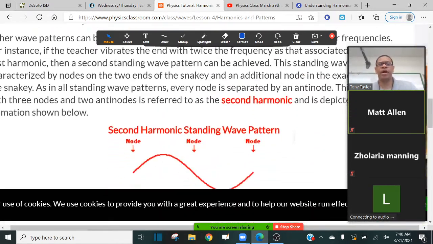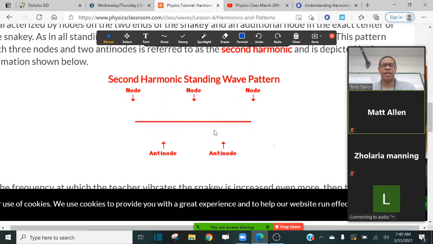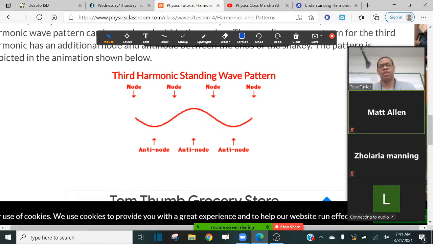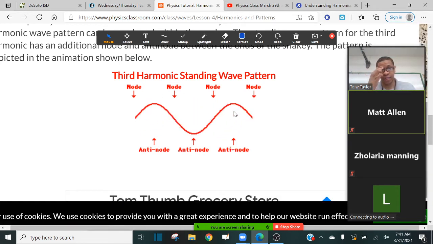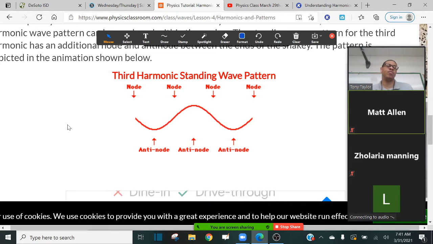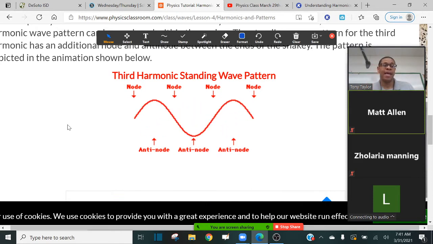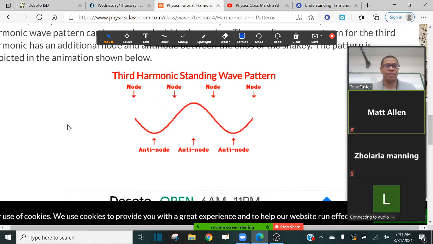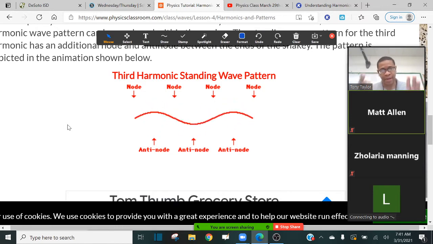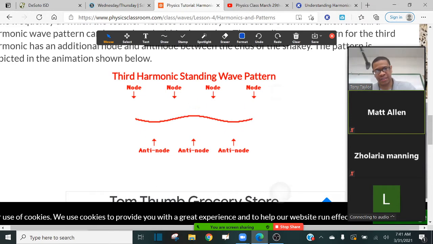But what if we move on to the second harmonic? For the second harmonic, if you have two antinodes, then you're going to have three nodes on that standing wave. If you move on to the third harmonic, that means you have 3 antinodes, which of course means you should have 4 nodes on that standing wave. So obviously a standing wave that's vibrating at the fourth harmonic has 4 antinodes and 5 nodes. Everybody get that?